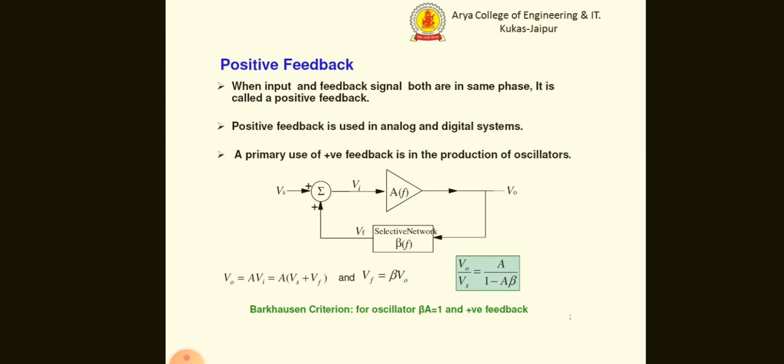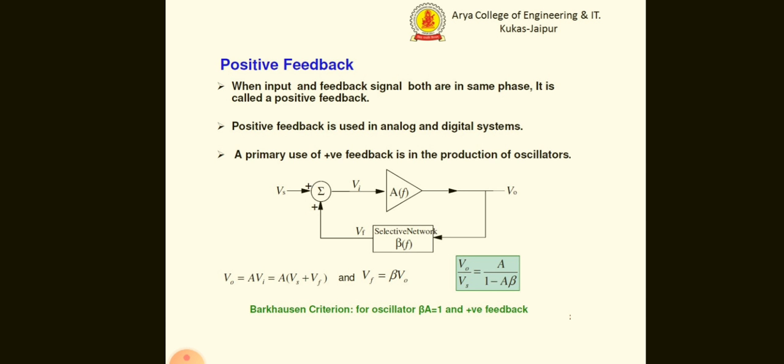As we all know, oscillators are made by taking positive feedback, which means the output sample which is fed back to the input signal is additive in nature, and hence we have Vf equals beta V0, and the gain can be written as V0 by Vs, where Vs is the source voltage, equals A upon 1 minus A beta.